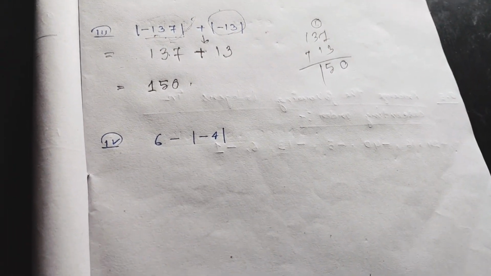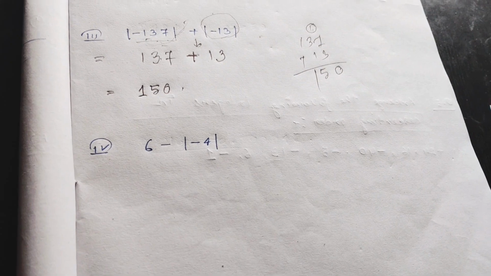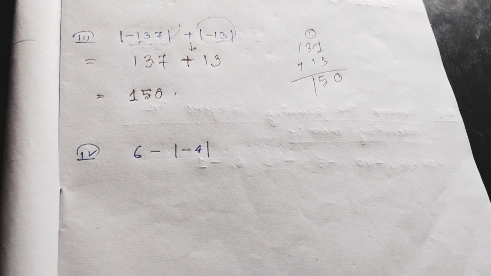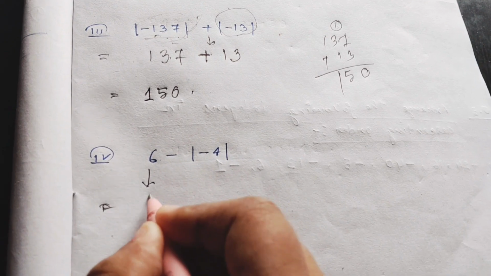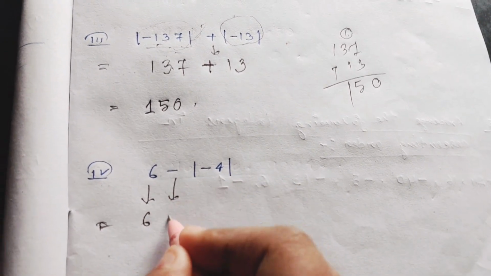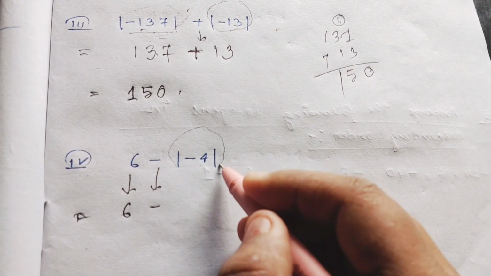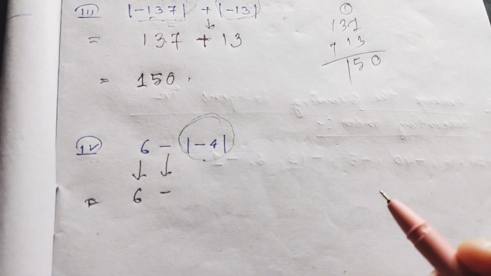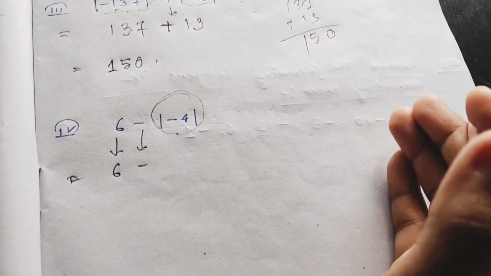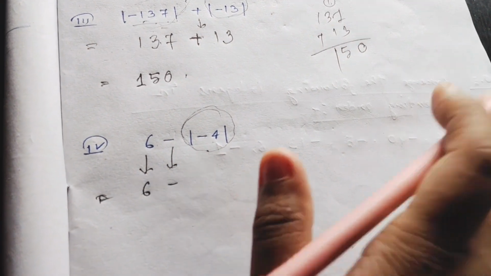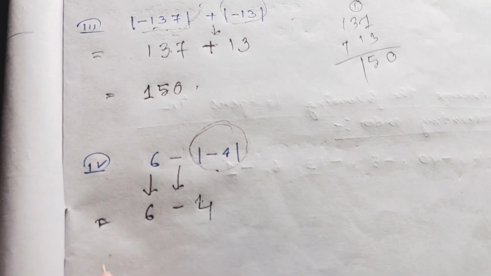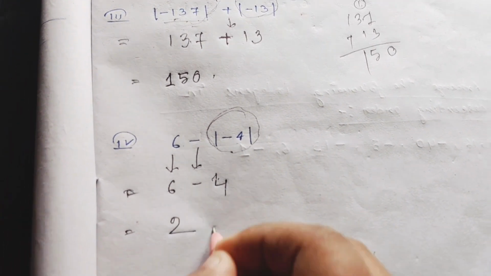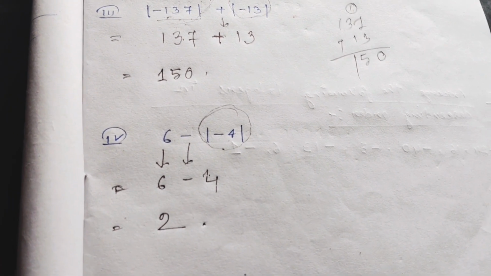The next question is 6 minus mod of minus 4. I write 6 in the normal way, then minus, but in the mod there is minus 4. We know very well that in the case of mod, whatever the value in the mod, it will give us a positive value. So minus 4 becomes positive 4. So 6 minus 4, our answer will be 2.